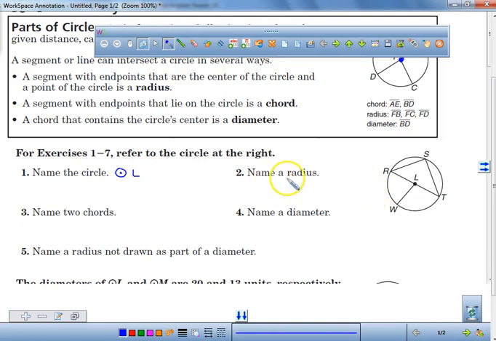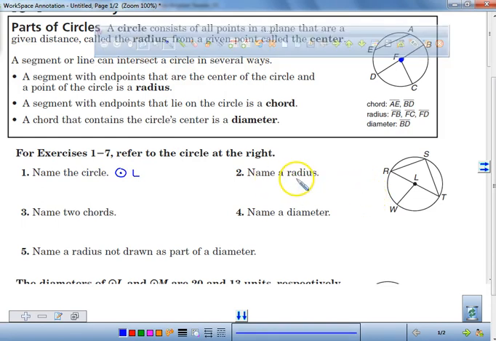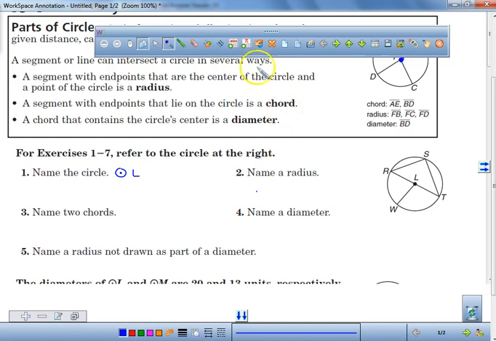Then it says name a radius. We're going to name all the radii. By the way, radii is the plural of radius, okay? So go ahead, give me one. LT. L to T. By the way, I not only like how you said that, it's correct. I like how you said it because you went from the center out.